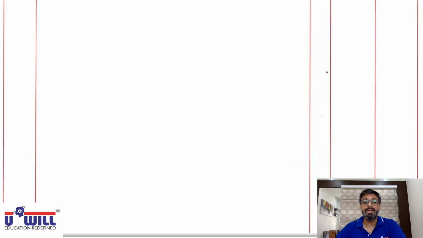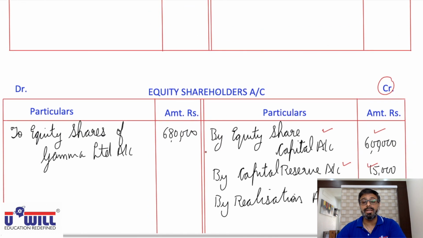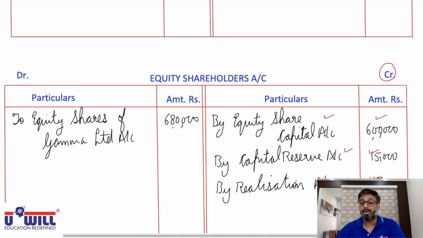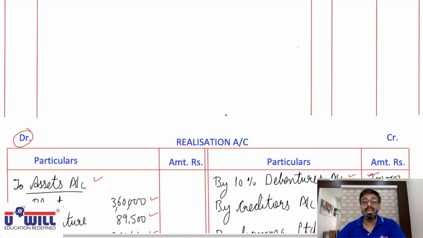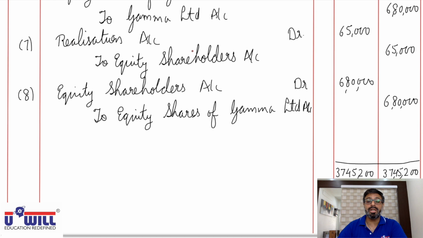I repeat, realization account, you can see this 65,000 on debit side. So realization account debit 65,000. Equity shareholders, you can see same amount is on credit side. So to equity shareholders account 65,000. Okay, realization account debit to equity shareholders 65,000, being profit on realization transferred to equity shareholders account.